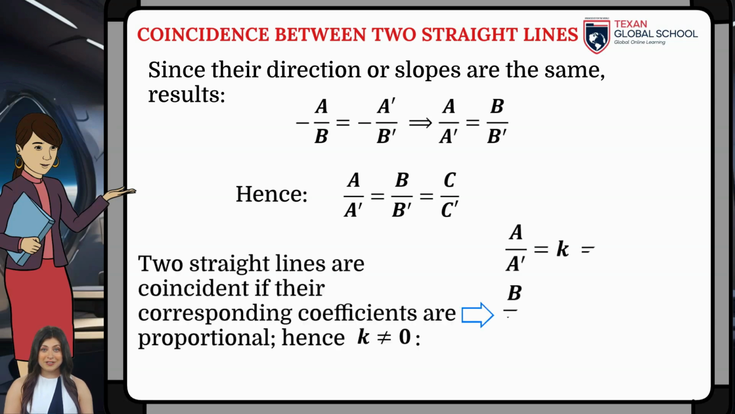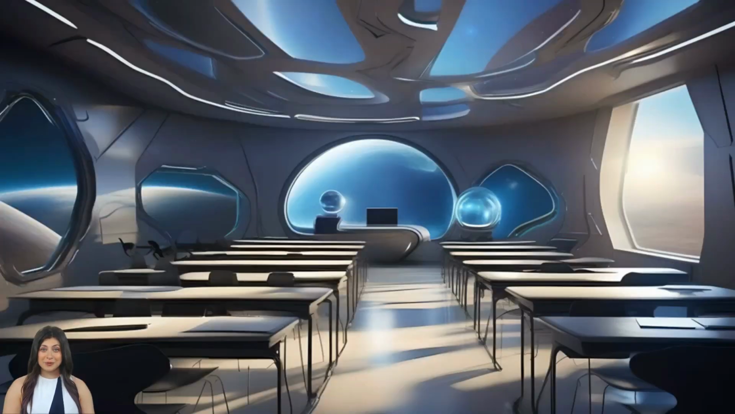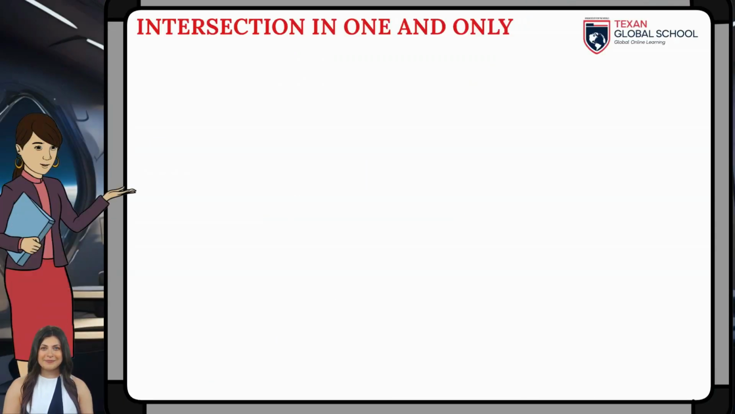Specifically, each proportion can be written as a non-zero constant k. We can rewrite the relations as a equals k times a'. b is equal to k times b'. c is equal to k times c', thus obtaining true relationships for all cases.